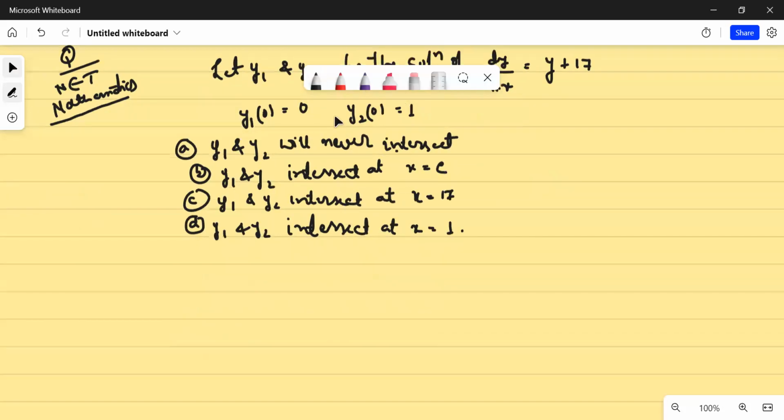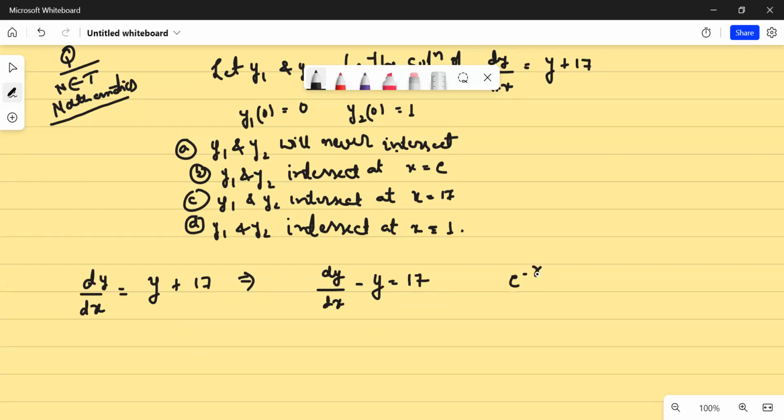Now, how to solve this particular question? Let us see. The options are: y1 and y2 will never intersect; they intersect at x equal to e; at x equal to 17; or at x equal to 1. How to solve this particular differential equation? I know this is a first order, first degree differential equation, that is dy/dx = y + 17, right? So if this is the case, I can find my integrating factor.